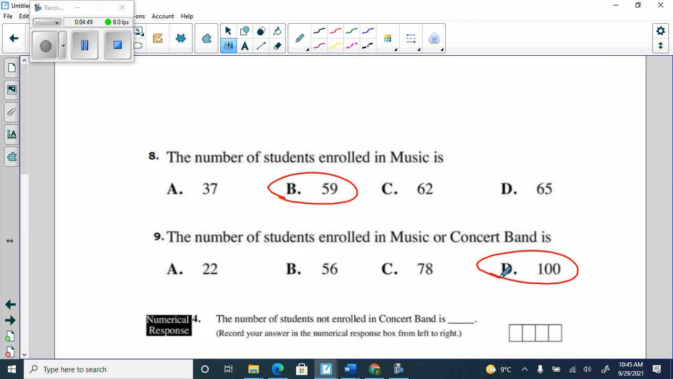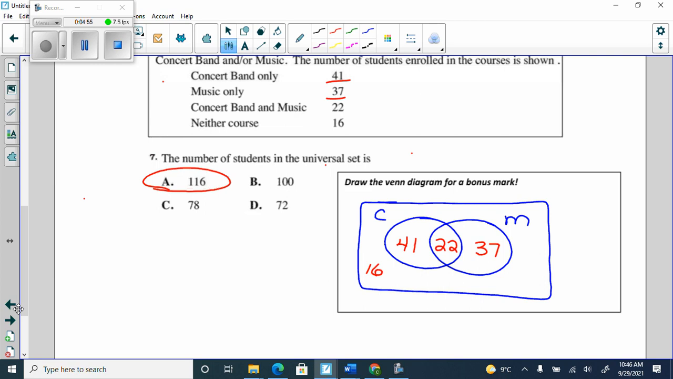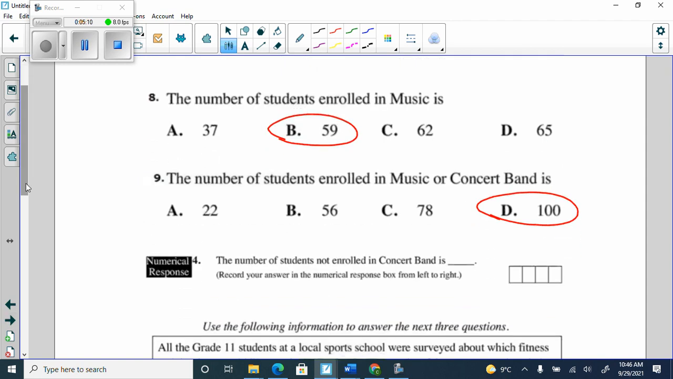Then it says the number of students not enrolled in concert band. So if it's not concert band, I cover up the concert band circle, and I'm going to add up 16 and 37, which is 53. 7 and 6 is 13. 53. Did you get 53?